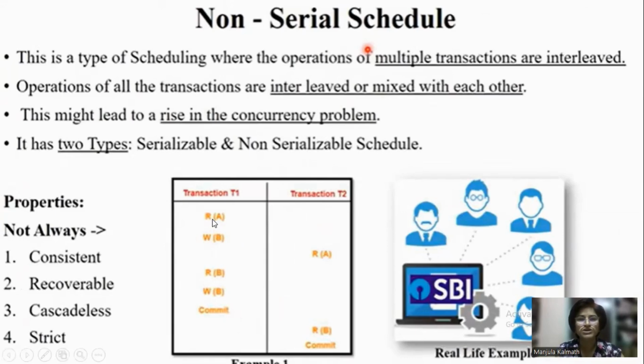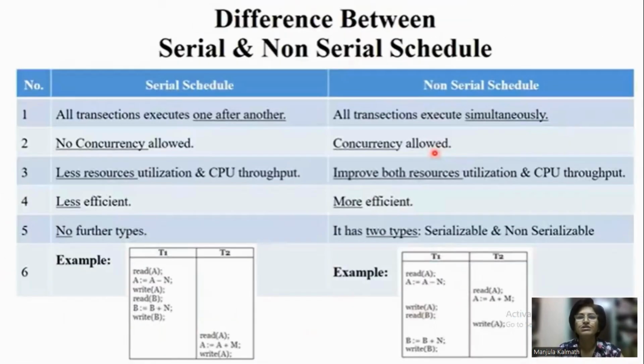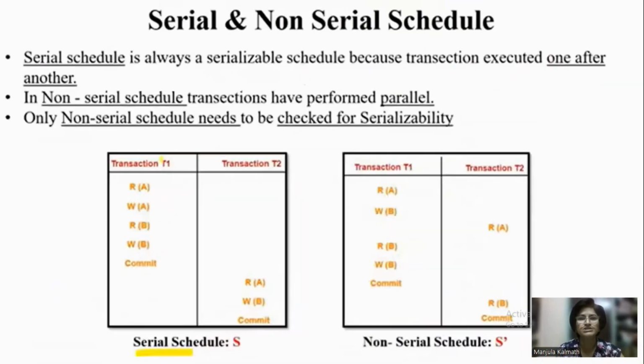Non-serial means there is intervention of another transaction when one transaction is executing. So here T1 starts execution, reading A, writing B, and before completion of the T1 operations, T2 starts. Likewise, before completion of T2 it may go to another, and again switch back to the previous one. By switching from one transaction to another, the entire task is completed. This is called non-serial. A non-serial schedule may or may not be consistent, recoverable, cascadeless, and strict. So further, we check whether it is consistent or non-consistent, or whether it is recoverable.